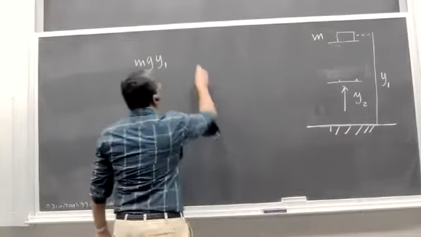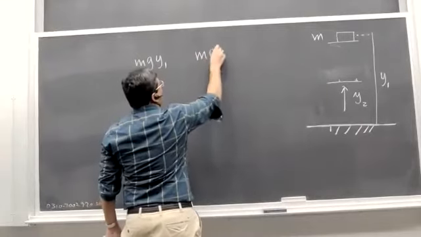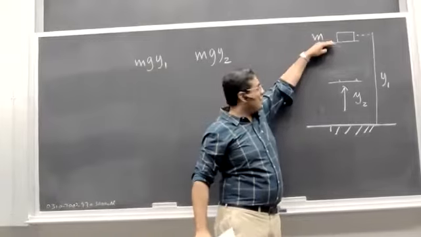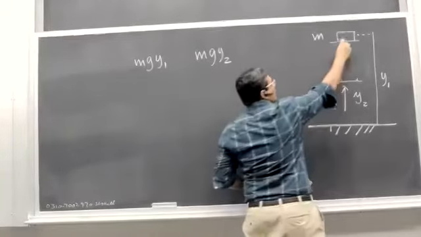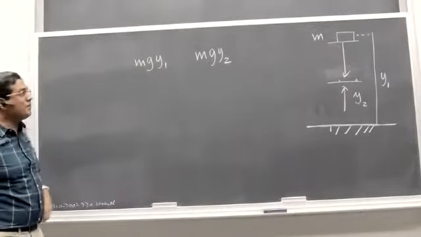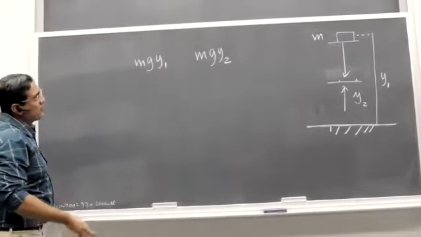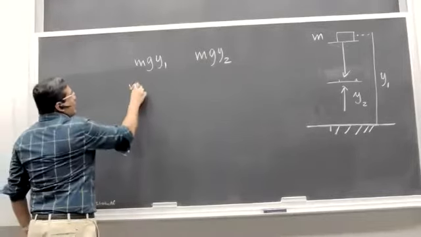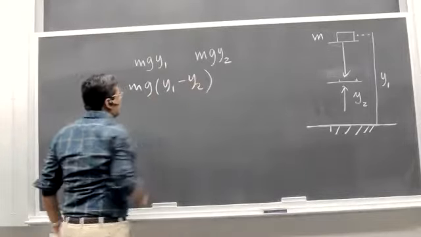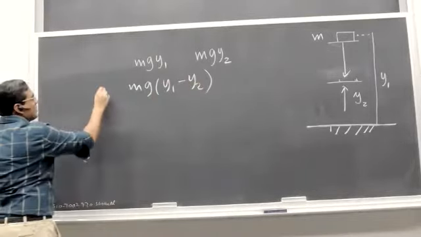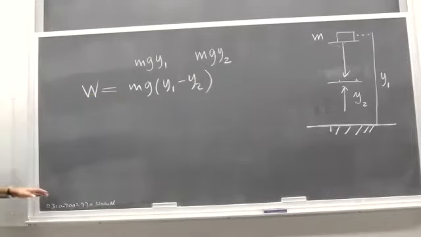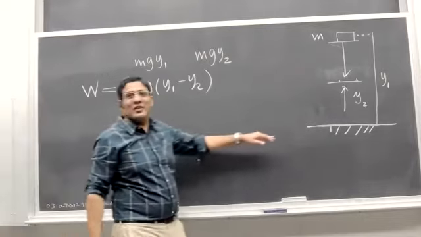mgy2. How about if you release the object from here to here, bring it from this point to here, what would be the work done then? y1 minus y2. So this would be the work done.